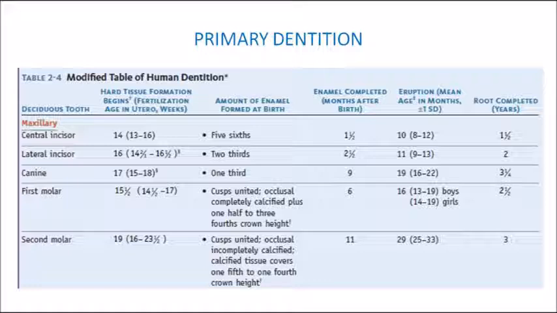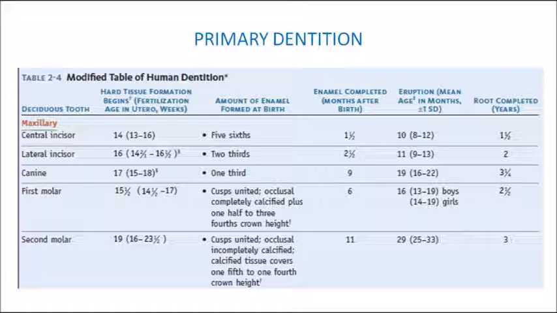Now another important landmark in the development of the dentition is the eruption time. Eruption time is very important. Most often the questions will be related to eruption time. The maxillary central incisor in the primary dentition erupts around 10 months, within a range of 8 to 12 months.